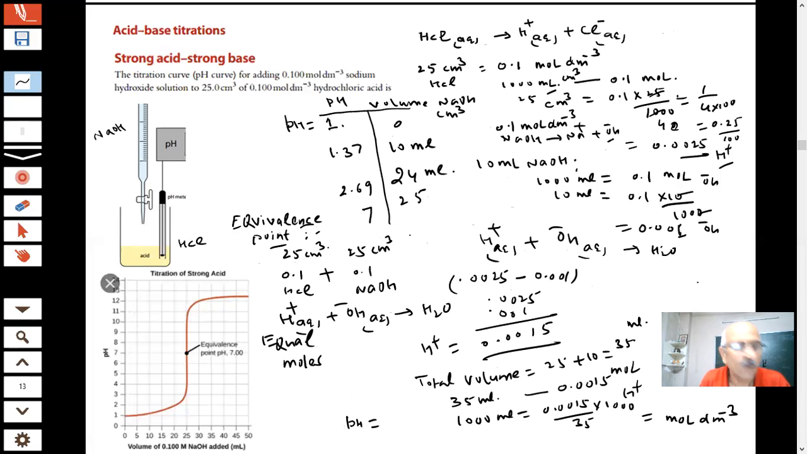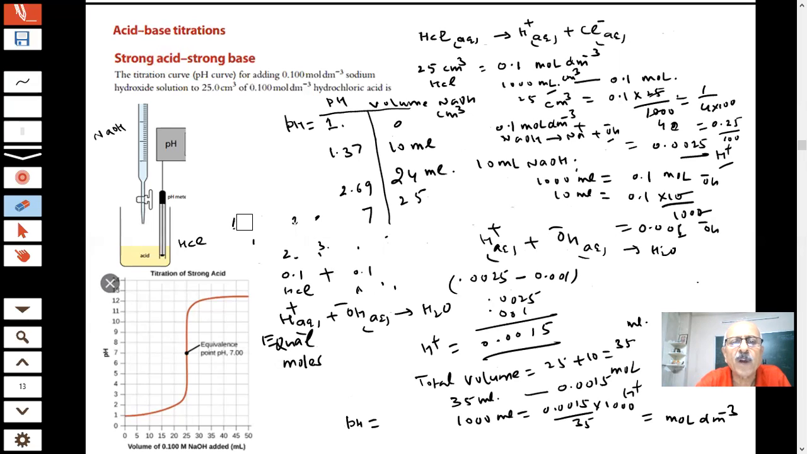Now you add more base, what will happen? This you have noted down? How I have done the calculation? Because I will be drawing what I want to do. I want to draw the titration curve. What I am saying, pH titration curve we want to draw. Okay?